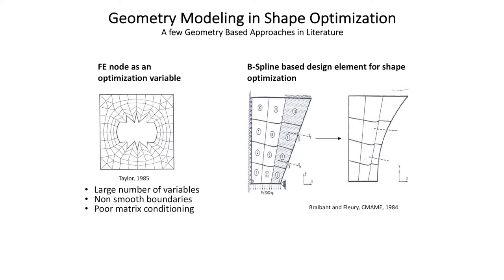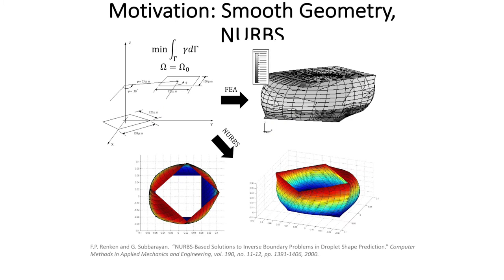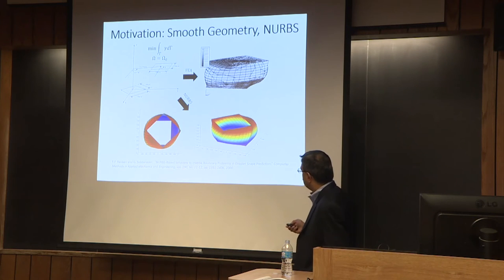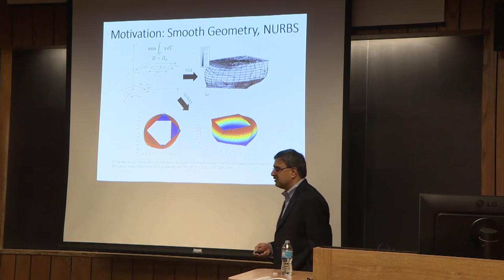So that was work by Brabant and Flutie from 1984. I said, well, why not we do the same thing, and instead of using finite elements as nodes as positions, why not use NURBS themselves directly and optimize the unknowns on the NURBS? And there are far fewer unknowns to describe the smooth shape compared to the mesh. And we published NURBS-based solutions in Computer Methods in Applied Mechanics and Engineering.